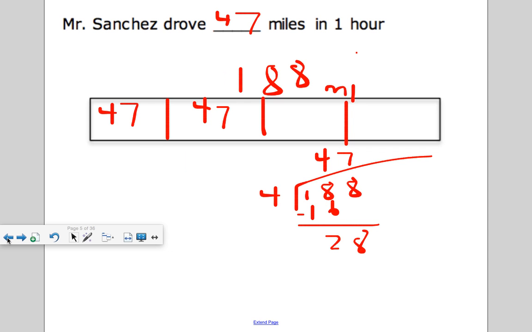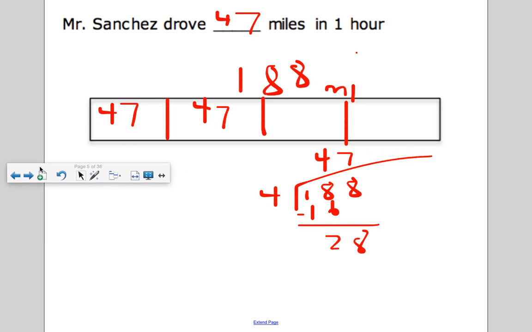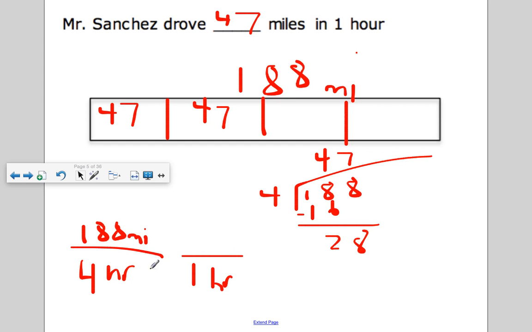Let's go back to Mr. Sanchez. Some of you may not prefer the bar model. I like the bar model, but hey, if you don't prefer it, to each your own. You could set it up in fraction form: 188 miles over 4 hours. How do I break this down to 1 hour? I need to divide by what? To turn 4 hours into 1 hour, I divide by 4. So I need to divide the numerator and denominator by 4. And I've already done it right here. So it's 47 miles for 1 hour, 47 miles per hour, 47 miles for each hour.